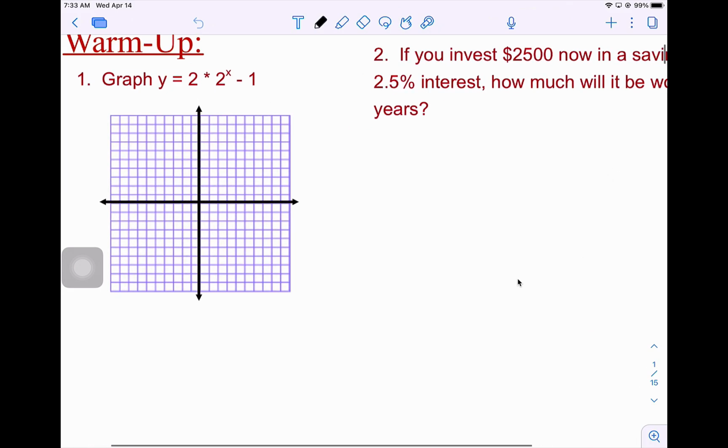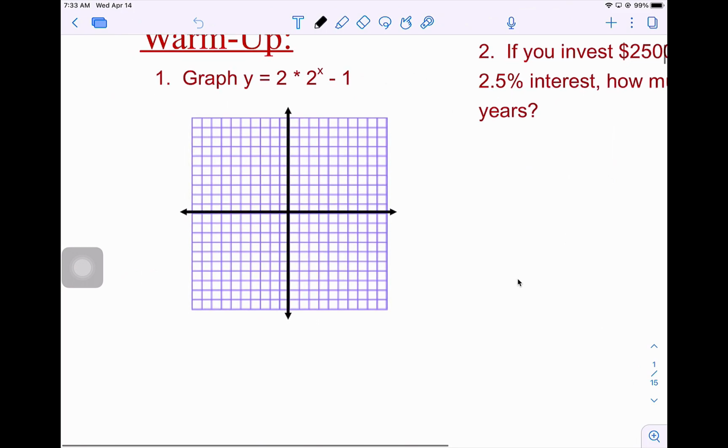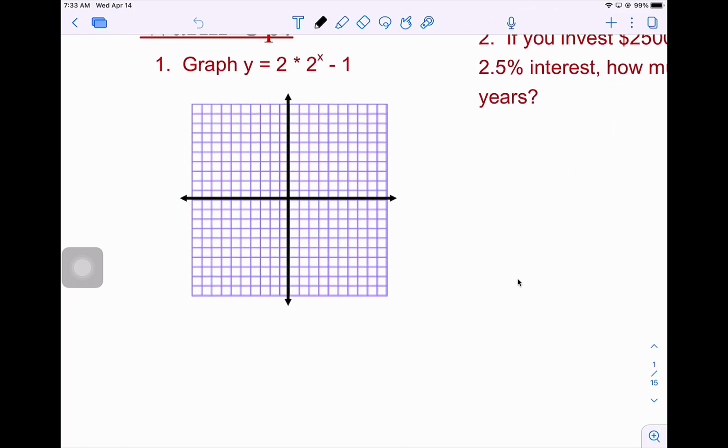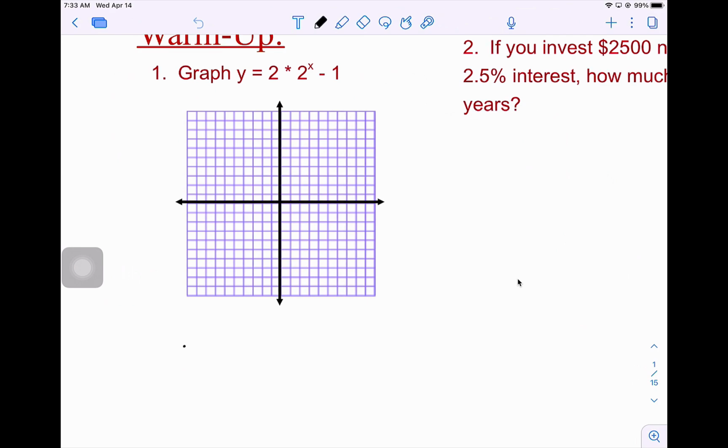So I'll focus on that part first, okay? First part, let's go through. I'm going to identify the different pieces in this equation. What's the value of A in the equation? What's my A value? Kyle, what is it? 2. It's the 2 sitting out front, okay? Now, keep in mind, if there are no horizontal or vertical shifts, which in this case there are, A normally is your y-intercept. This is your starting y-intercept.